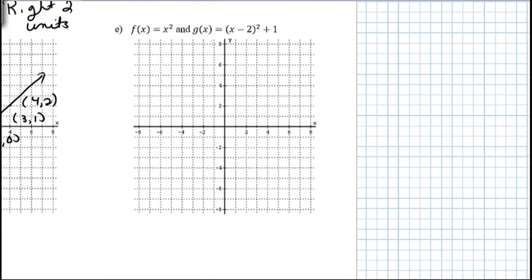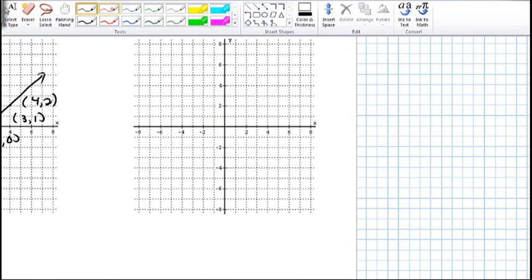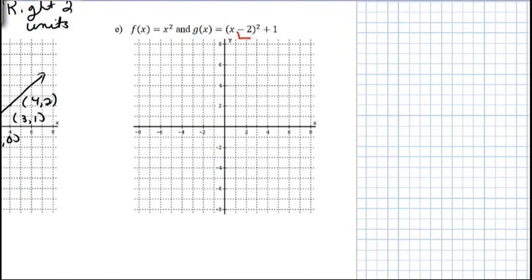And now our next example. So this time there's a couple of things going on here. So we have a negative 2 inside. Negative 2 inside means we're going to go right 2. And the positive 1 on the outside means that we're going to go up 1. Okay, and this is the quadratic graph, so it's the one that looks like a big capital U, and the bottom of that big capital U is going to be right 2 and up 1, so that's going to be at the point 2, 1.